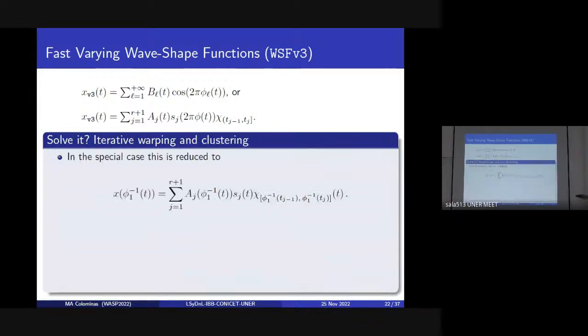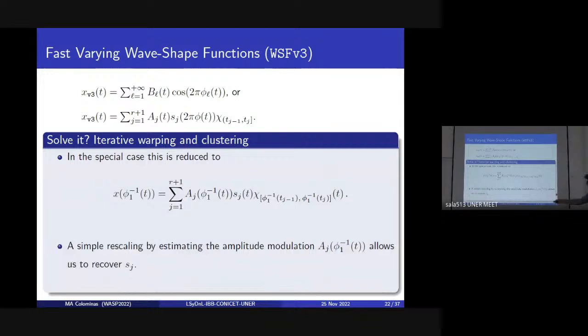Again, in this special case, this is reduced to this. If we are able somehow to estimate this amplitude, just dividing by that amplitude would allow us to recover the Sj. How do we do that? First, we segment the signal and we cluster all those segments. I hope I will be clear enough in the next slides.